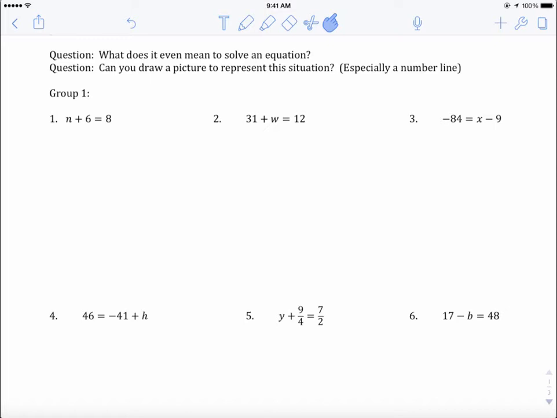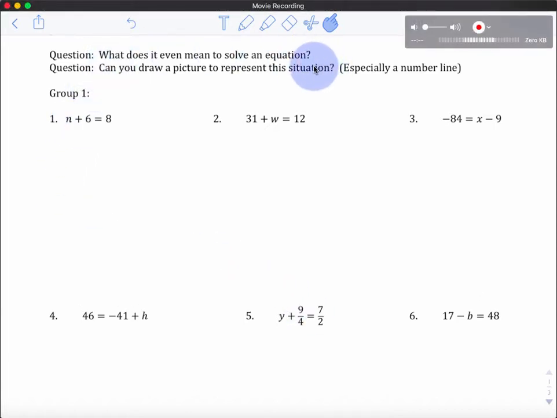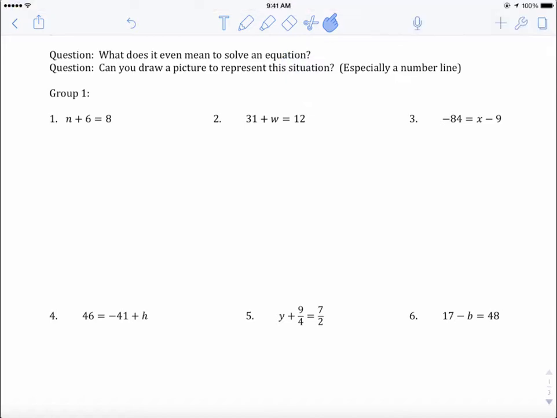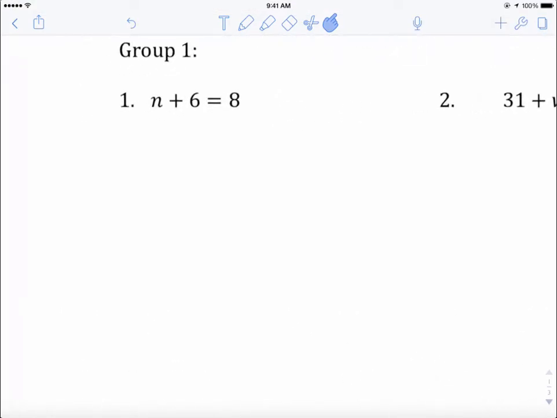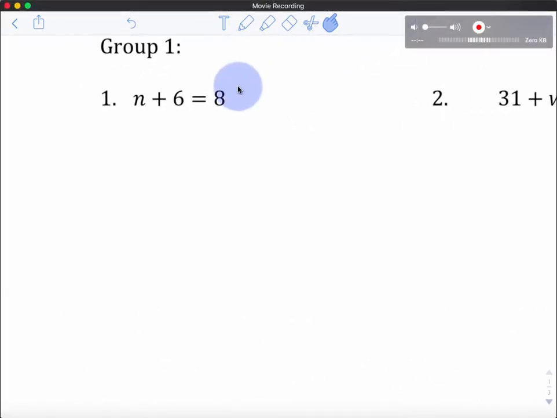So the first thing I might ask is, what does it even mean to solve an equation? These are words that we throw around a lot. Solve the equation, solve the equation. But what does it mean? To solve an equation means this. Anytime you have an equation, you're going to have an equal sign, and you're going to have at least one unknown variable in it. You may have more than one, you may have just one. And to solve an equation means find the value, or values, for however many variables you have, such that the statement or equation is made true.